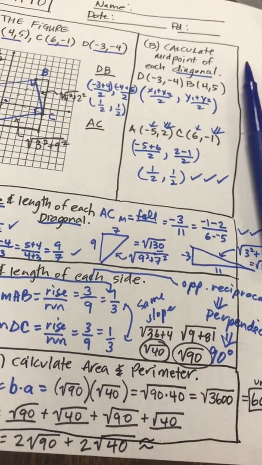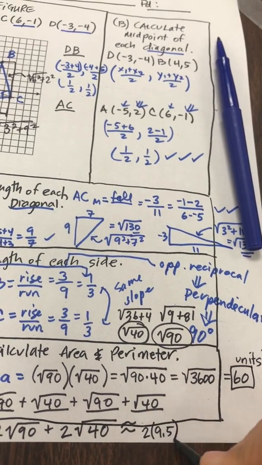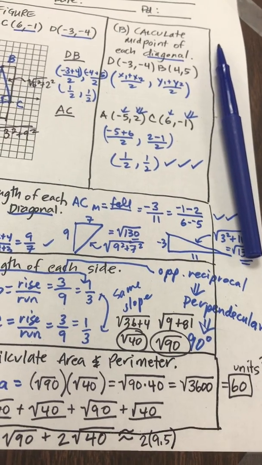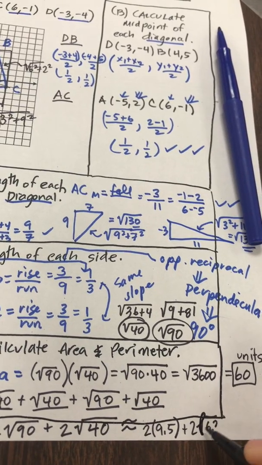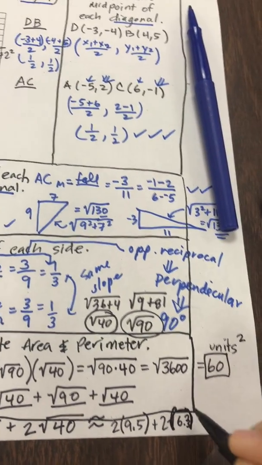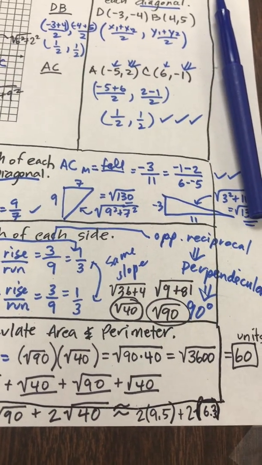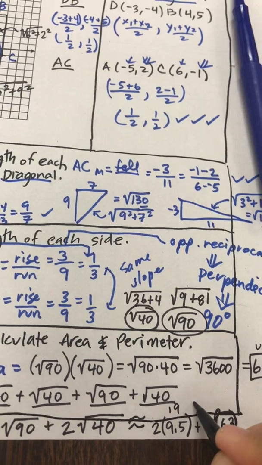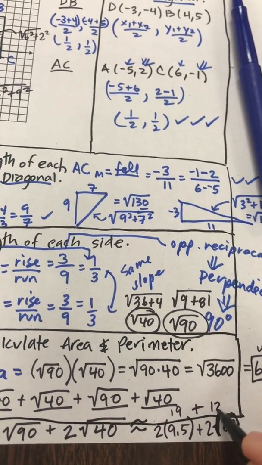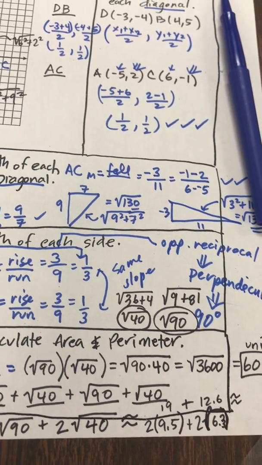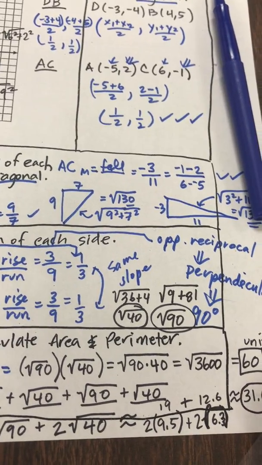So when I take the square root of 90, I get 9.5. So I have 2 9.5s. I take the square root of 40, I get 6.3. Okay, so I have 2 9.5s, it's about 19. And 2 6.3s, 12.6. So that is about, really just approximating here. There you go, units.